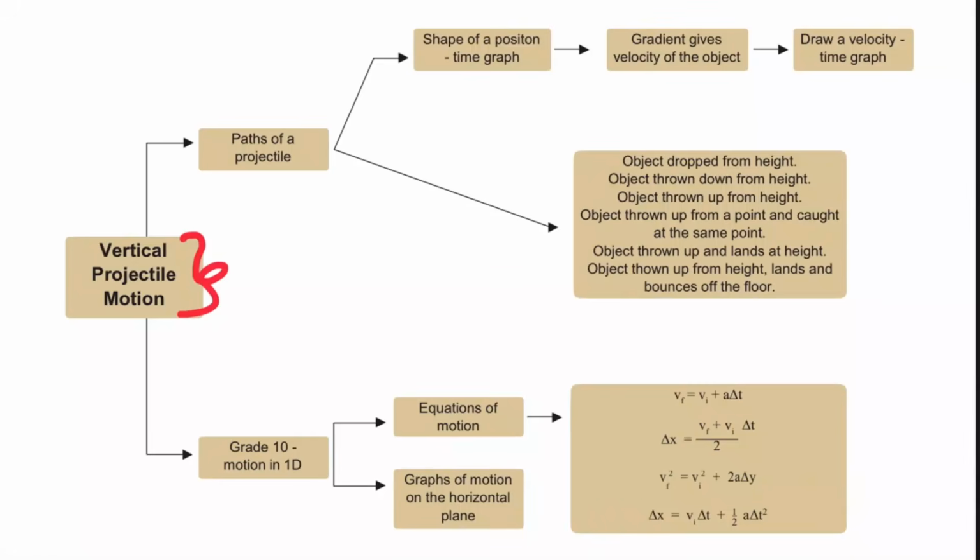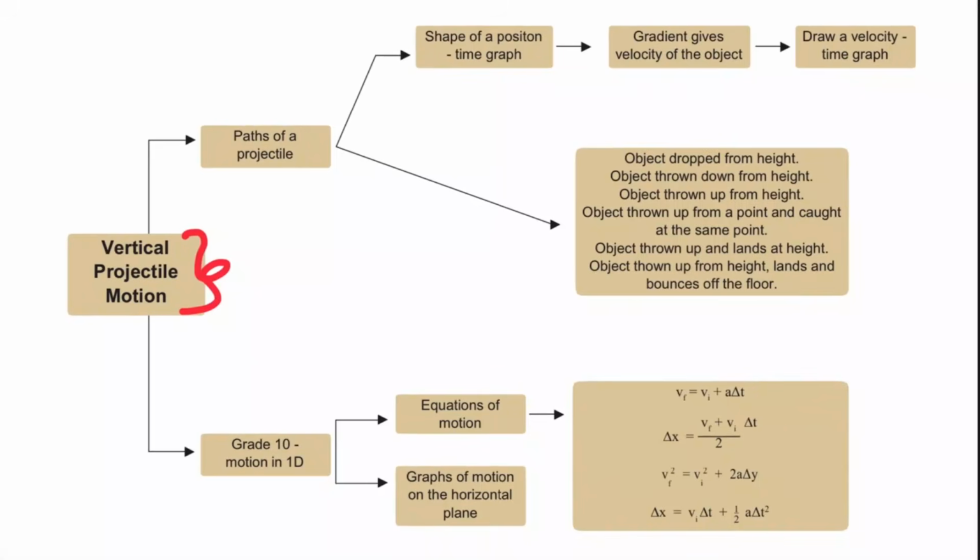So a projectile is any object that has been given an initial velocity and then only moves under the influence of gravity. If you throw an object upwards, it is a projectile. You've given it an initial velocity and now it's only moving under the influence of gravity. If you throw it downwards, if you drop it, and so on.